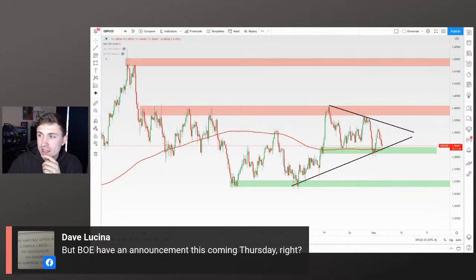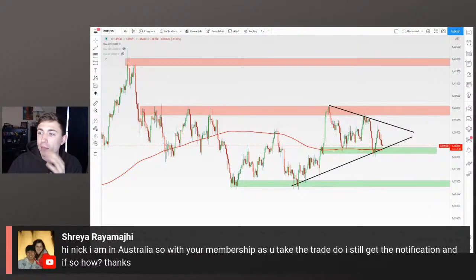But Bank of England has an announcement that is coming Thursday. Yes, it does. So keep an eye on that. And we're going to cover that.